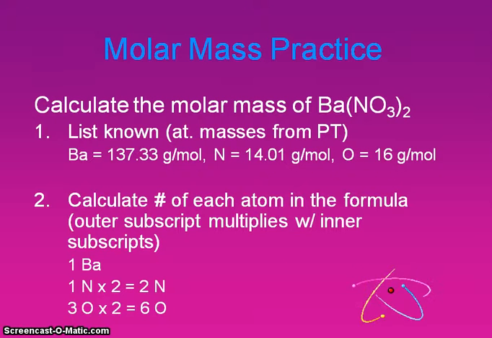Here's another one. It's a bit more complicated. This one tells us to calculate the molar mass of barium nitrate. Now this has parentheses in it and subscripts and things, so it's going to take a little bit more effort. First, we need to find out how many of each type of atoms we have.